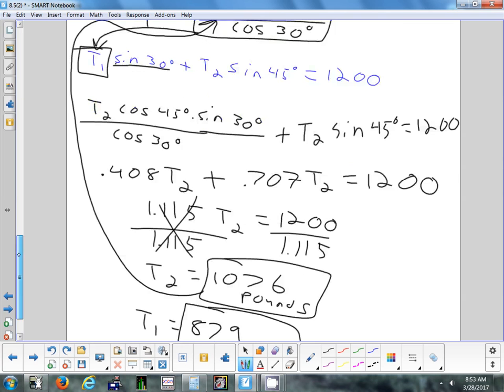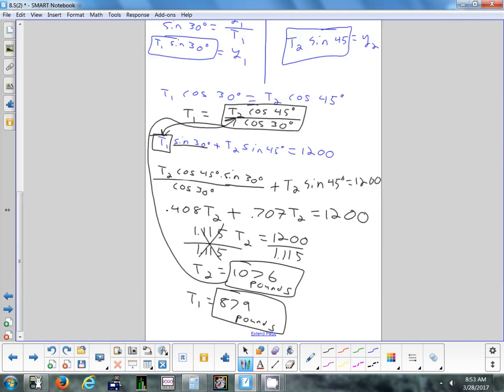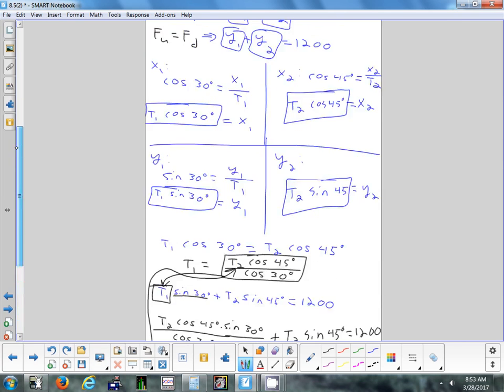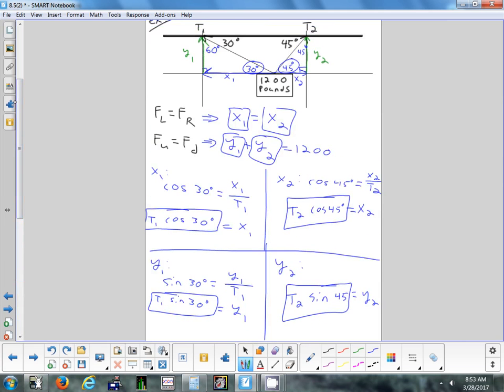Okay, so if we look at the whole thing, there's a lot of steps, but any step individually isn't really that hard. This concept is the same in every problem. So what we have in blue, you could use that on every problem. Just change the 1200 to whatever the weight is.